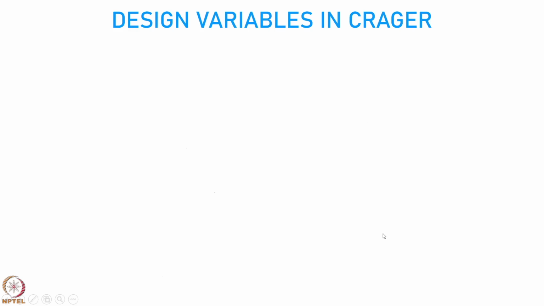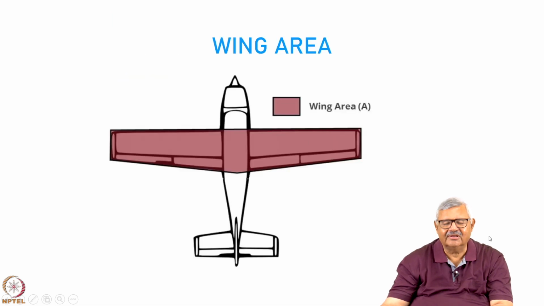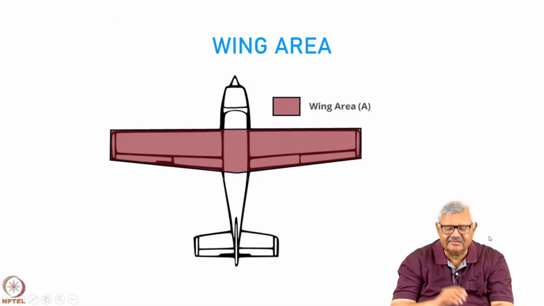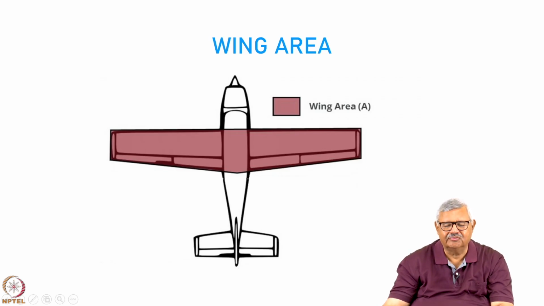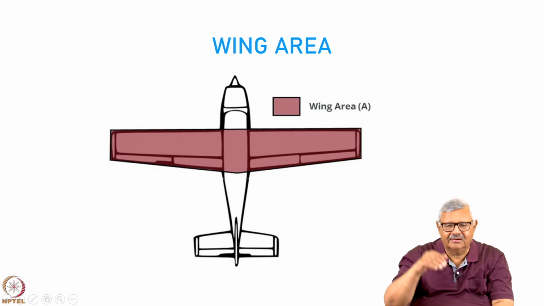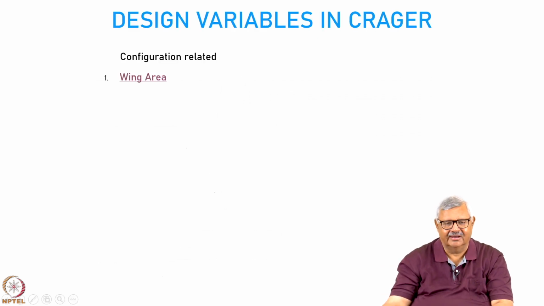Have a look at the design variables in CRAGER. Okay. As I said, there are 11 which are configuration related. For example, wing area. Now, what do you mean by wing area? It is important to know that wing area is defined as the wing reference area, which is by convention the area marked in the figure, including the area inside the fuselage. So, it is the projected area including that inside the fuselage, the top view of the aircraft. So, only one area, the top view of the aircraft, that area will be the wing area.